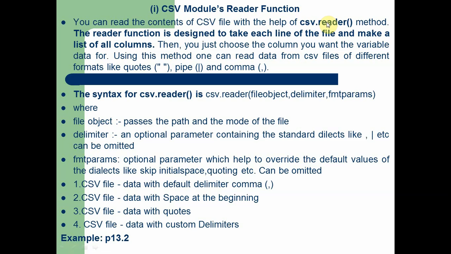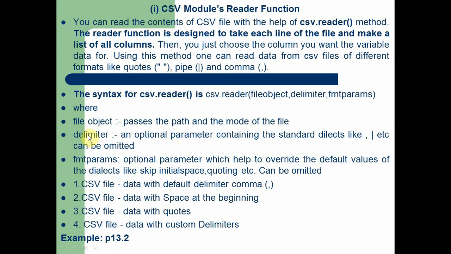The syntax for using the CSV reader is csv.reader. There are three arguments or parameters for the function reader: one is the file object, another is the delimiter, and another is fmtparams. What are these three? They are the arguments. First one, the file object. The file object passes the path and name of the file. So the exact file location is passed in this file object. This is the first argument or parameter of the csv.reader function.